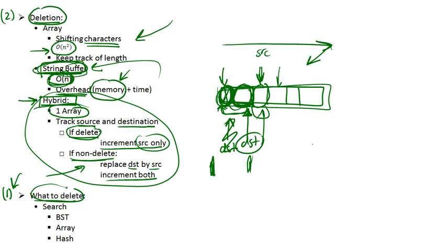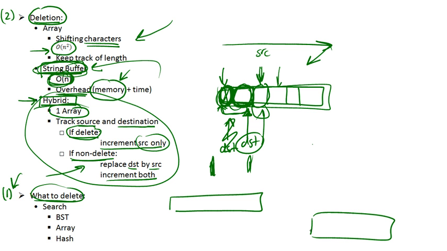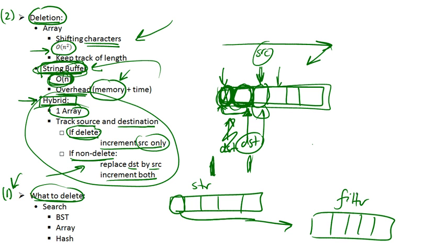Now the first step is, of course, determining what to delete. To determine what to delete, essentially what we're going to be doing is examining every single character in the string, and this is the filter. Source will be pointing at every single character, and it's going to search for that character within filter. If it finds it, then this means that it has to delete it.